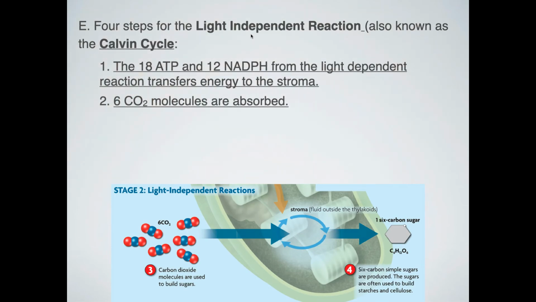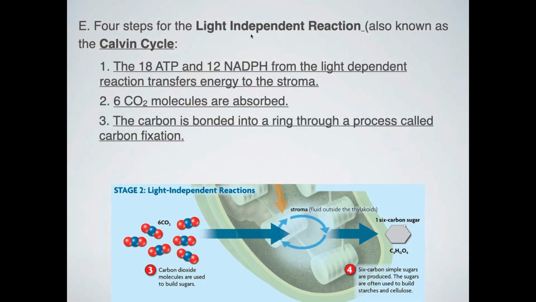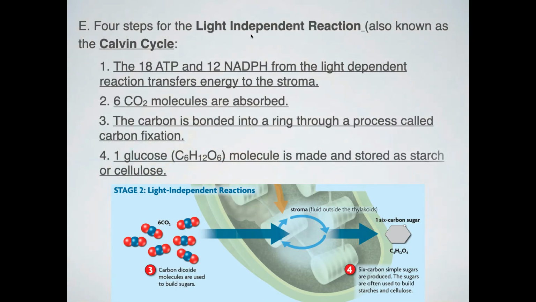CO2 molecules are going to be absorbed. Carbon is going to be bonded into a ring. We call that carbon fixation. And we manufacture a glucose molecule, and plants are going to store that as either starch or cellulose.